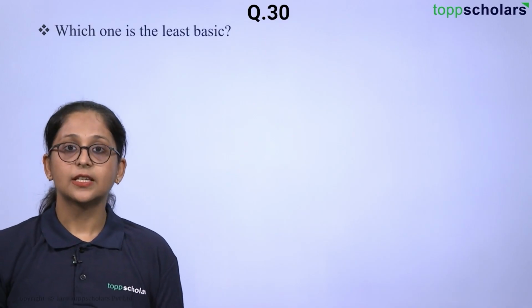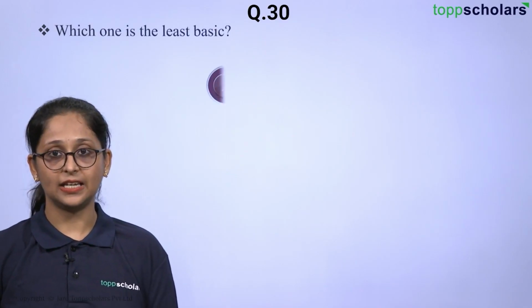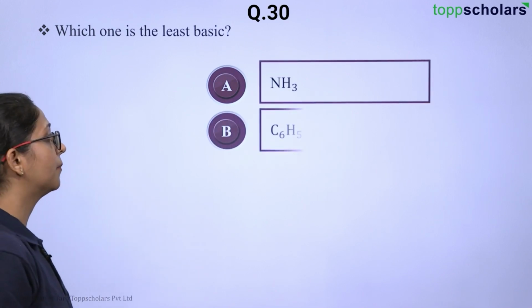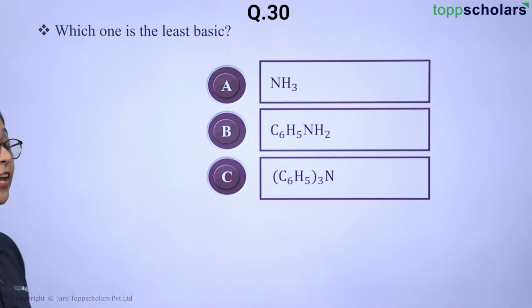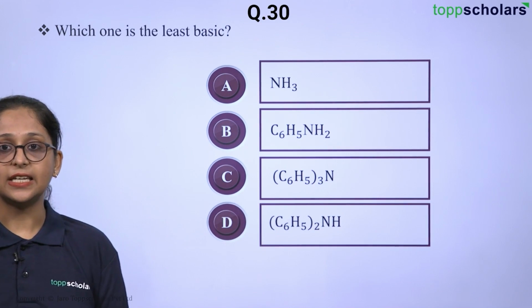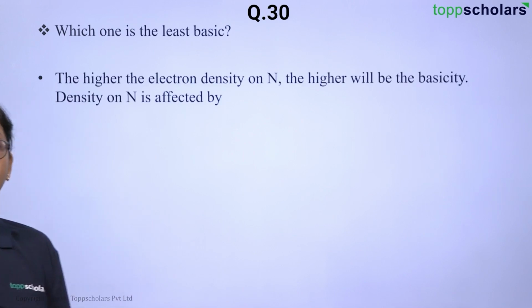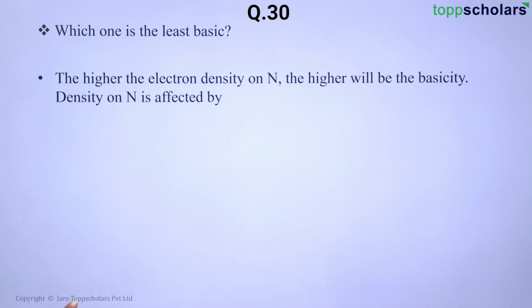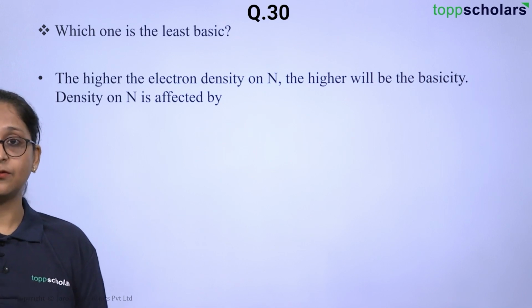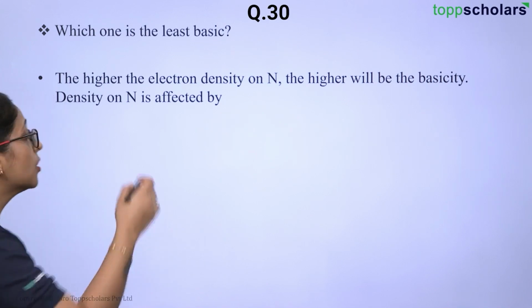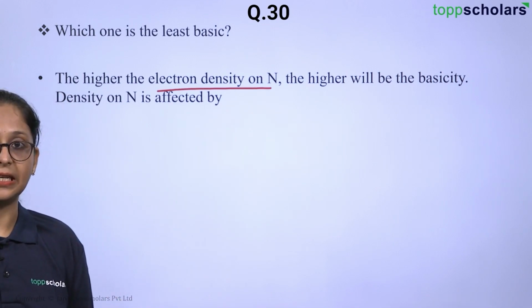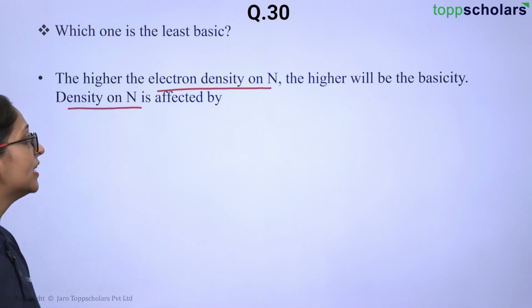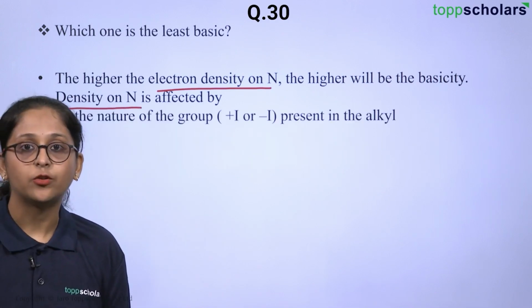So here the question is, which one is the least basic in nature? A. NH3, B. C6H5NH2, C. (C6H5)3N, and D. (C6H5)2NH. So here we have to determine which one is the least basic. If we look at the electron density present on the nitrogen, the higher the electron density on the N, the higher will be the basicity. So here the density on N is affected by various factors.